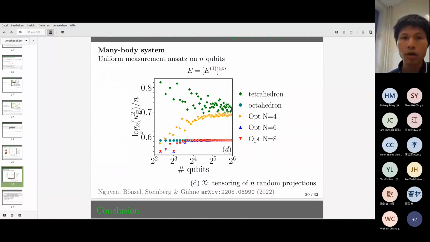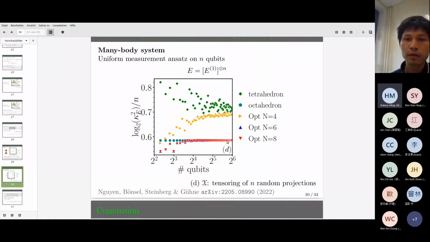explodes in the number of qubits, if you do this tensoring over the n qubits. However, most of the observables are not of this form, not of the most extreme form like this. Usually, for example, for two-point correlation, you just have a 2-qubit observable. You don't have to tensor all of them. This is only for the case study. So you see this is a log scale, and this log has to be divided by n, and you see that it remains stable. Particularly for the octahedron, you can directly see that it's exponentially big.